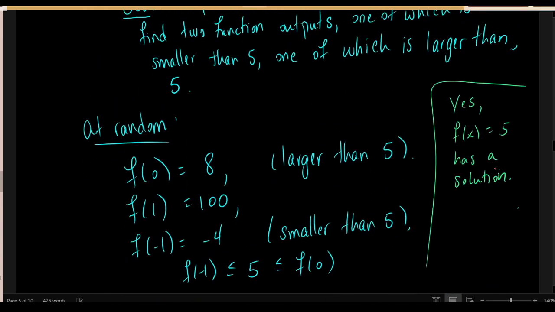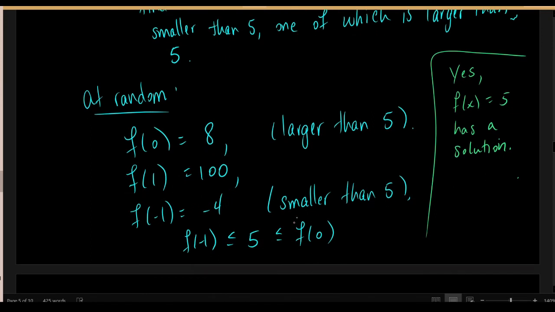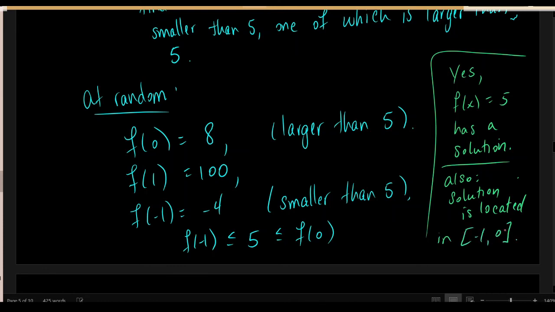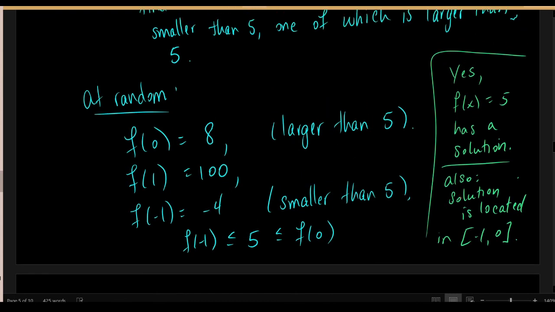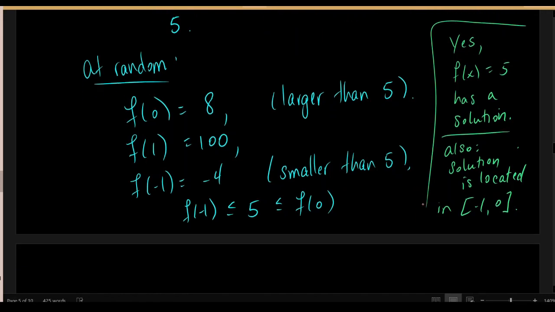And actually the conclusion is even slightly better than that. Because I specifically managed to trap 5 between f of 0 and f of minus 1, I can also conclude that the solution's location is going to be somewhere between minus 1 and 0. We didn't state that in the theorem, that's just an additional bonus fact. So not only is there a solution, but now you have a pretty good idea of where to find it. The solution can be found somewhere between x equals minus 1 and x equals 0.